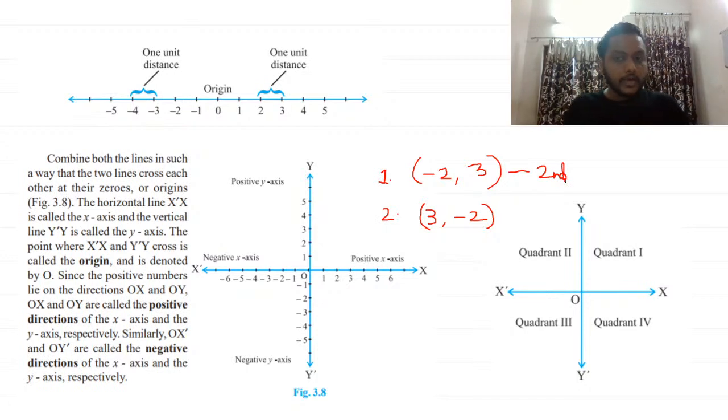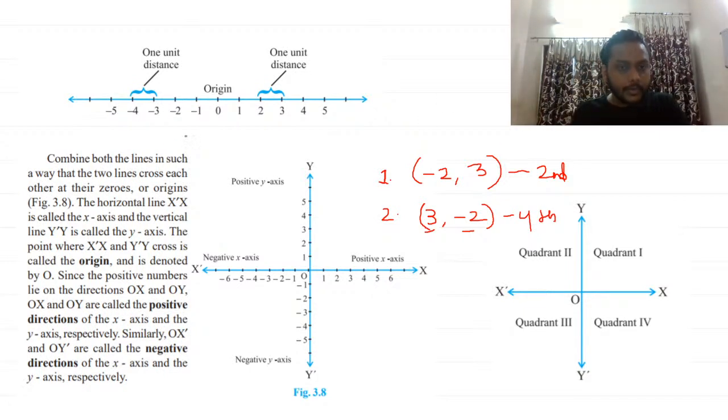Now, if I'm talking about the second point 3, -2, guys, in this point my x is positive and my y is negative, and x positive, y negative is in the fourth quadrant. Am I clear? You got it? Make sense? So this will be lying in the fourth quadrant. Are we clear with this, guys? Everyone, you got this? Okay.